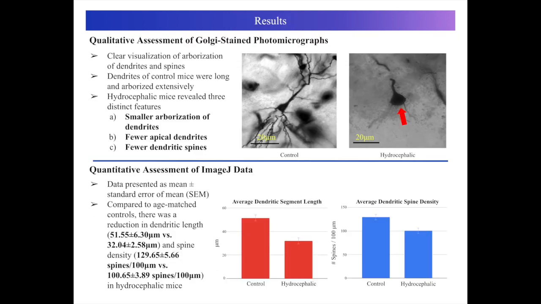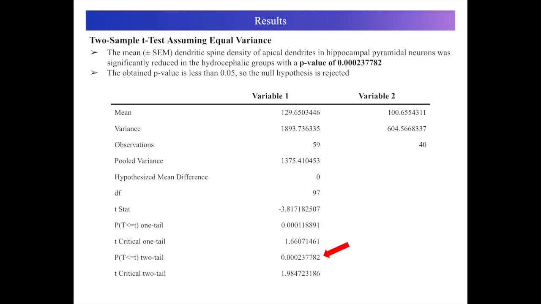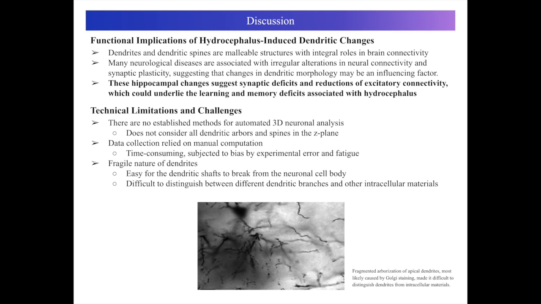The initial qualitative assessment showed that mice with hydrocephalus revealed 3 distinct features: smaller arborization of dendrites, fewer apical dendrites, and fewer dendritic spines. These observations were supported by measurements from ImageJ, revealing that the mean dendritic lengths and spine densities were significantly reduced in the hydrocephalic groups compared to the length and spine densities in their age-matched controls. After conducting a 2-sample t-test, I found that the reduction of the mean spine density in hydrocephalic mice was statistically significant with a p-value less than 0.05. Findings from this study suggest impaired excitatory connectivity, which could underlie the learning and memory deficits associated with hydrocephalus.